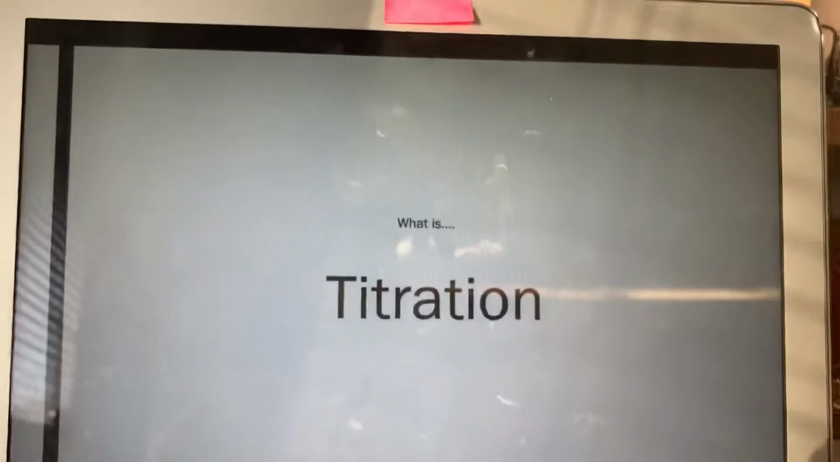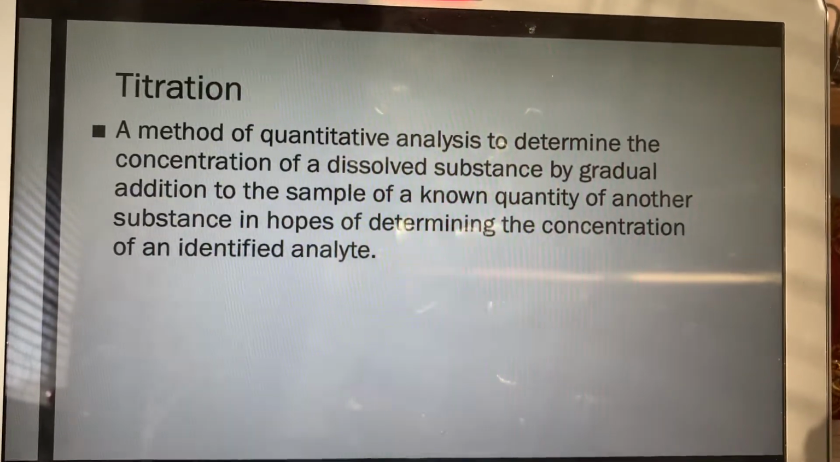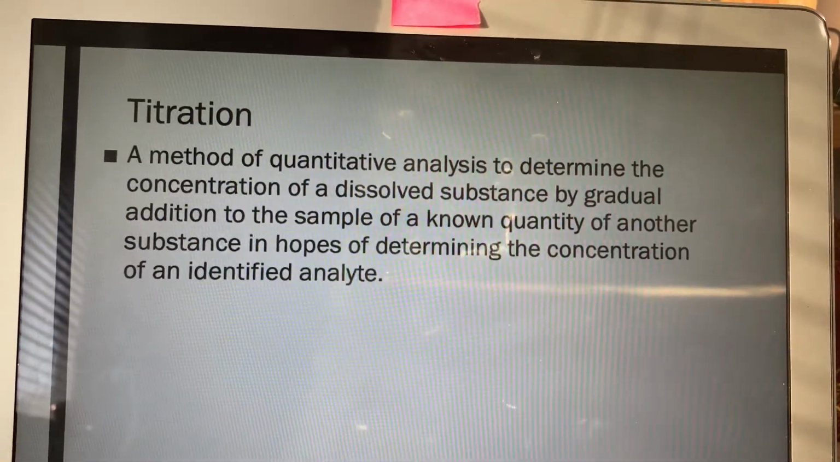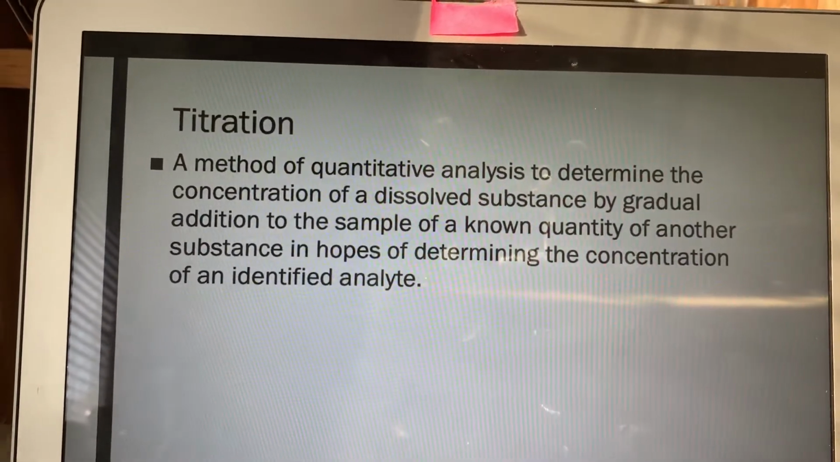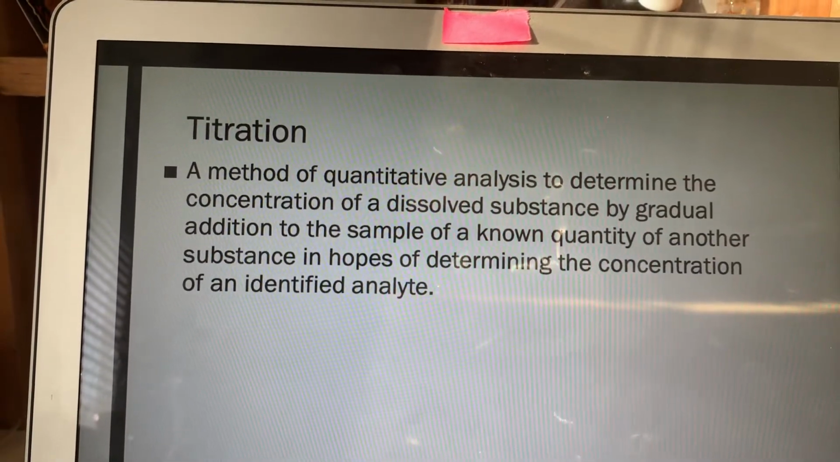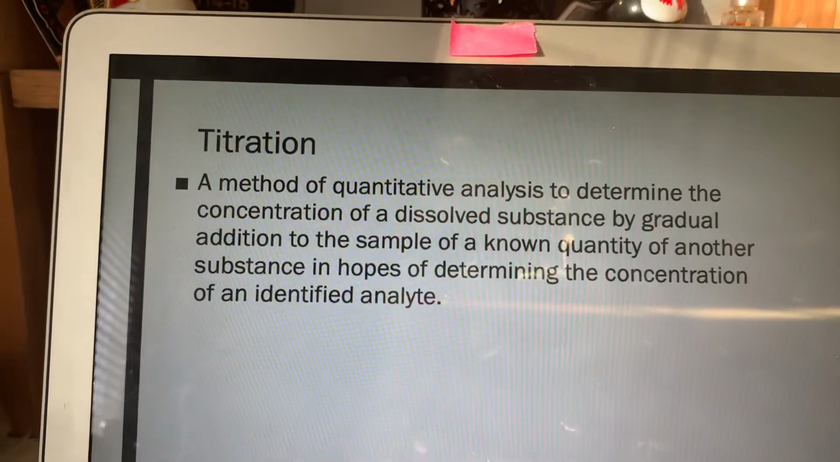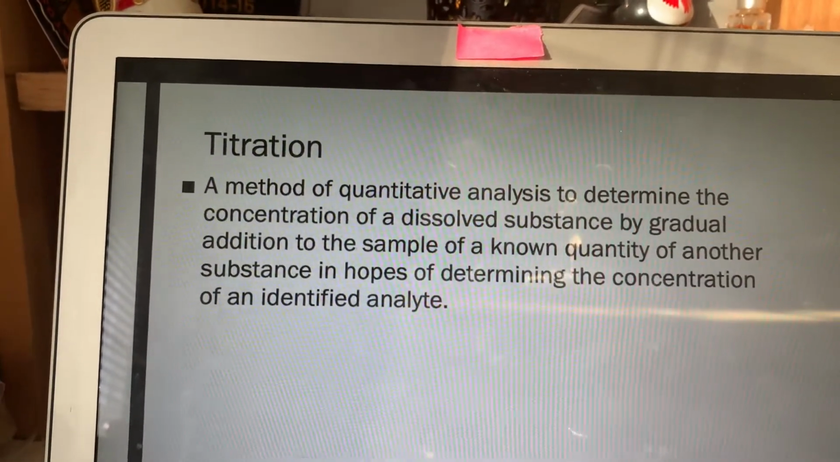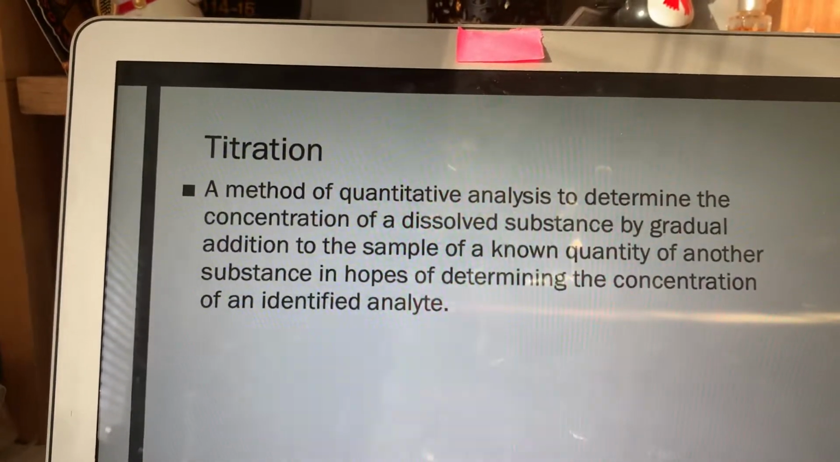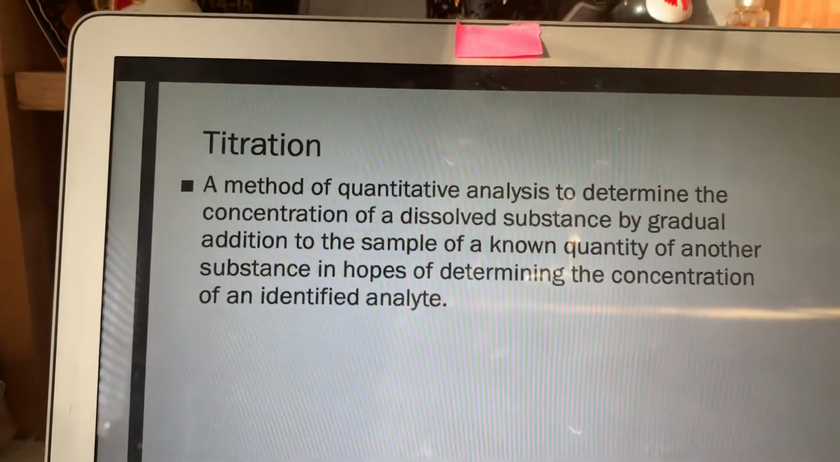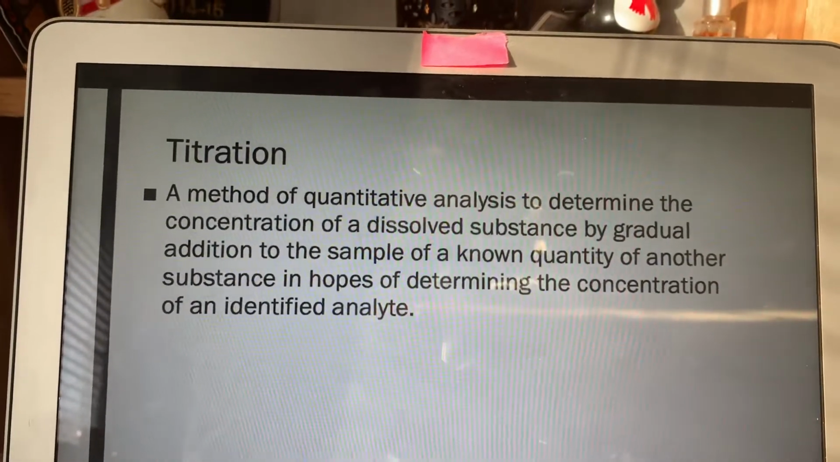What is titration? Titration is a method of quantitative analysis to determine the concentration of a dissolved substance by a gradual addition to the sample of a known quantity of another substance, in hopes of determining the concentration of an identified analyte.